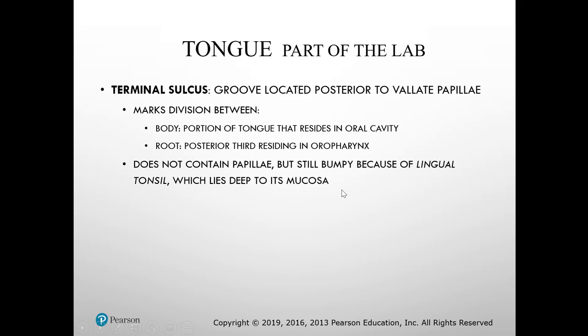And your terminal sulcus, which is at the end, is a groove located posterior to the circumvallate papilla. It marks the division between the body of the tongue and the root of the tongue that happens to reside in the oropharynx. This terminal sulcus does not contain papilla, but would still be bumpy because of the lingual tonsil that is pretty much lying deep in its mucosa.